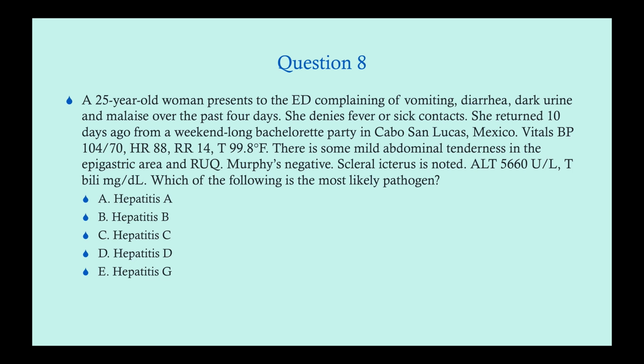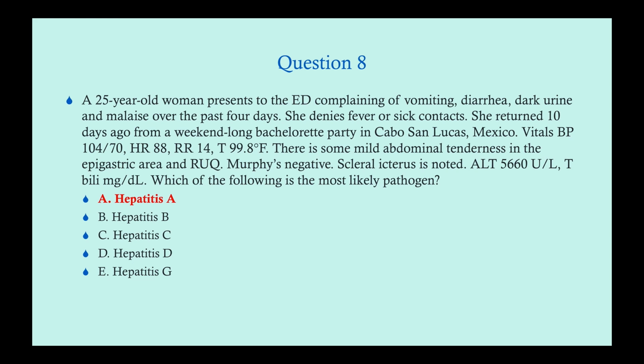ALT 5,660 units per liter. Total bilirubin, I didn't put a number here. Okay, we'll just say the total bilirubin is high. Which of the following is the most likely pathogen? A. Hepatitis A, B. Hepatitis B, C. Hepatitis C, D. Hepatitis D, or E. Hepatitis G. Okay, so our answer here is A.